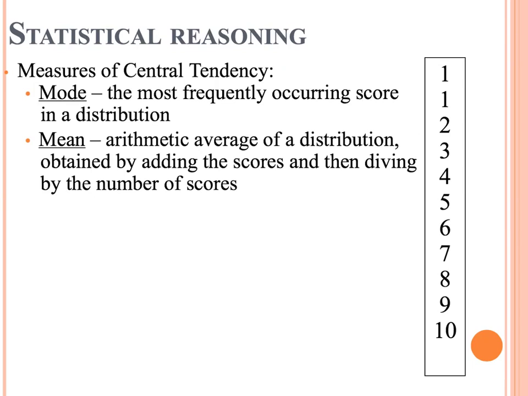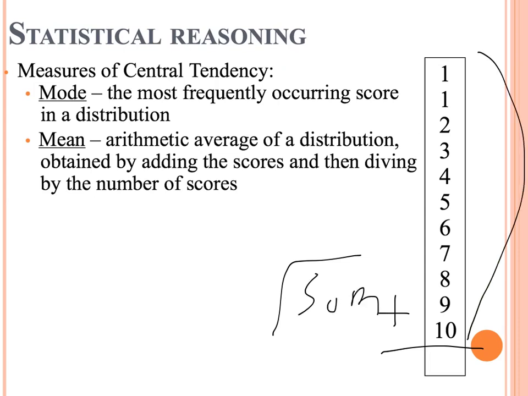The mean is the arithmetic average of a distribution, obtained by adding the scores and then dividing by the number of scores. So if we added all of these numbers together and then divided the total by the amount of numbers there, so the sum would be divided by, let's see, there are 11 numbers. We divide the sum by 11, and then that will give us the average, or the mean.